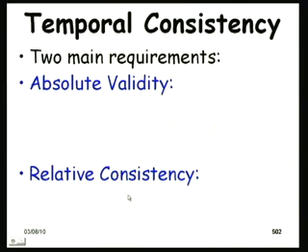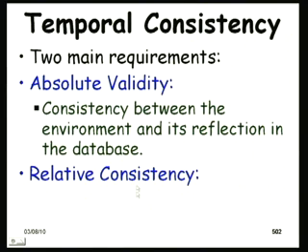So, a data is consistent if it is both absolutely valid and relatively consistent. Now, let us see what these two terms mean. The absolute validity means consistency between the environment and its reflection in the database.